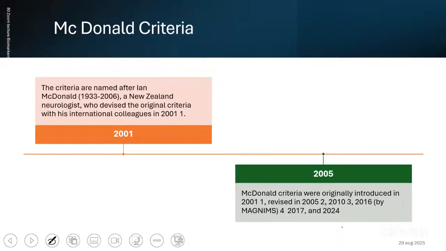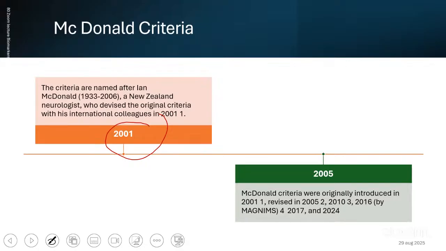And then came the McDonald criteria. The criteria are named after Ian McDonald, a New Zealand neurologist who died in 2006, who developed these original criteria with his international colleagues in 2001. The criteria were originally introduced in 2001, revised in 2005, 2010, 2016 by MAGNIMS, 2017 and 2024. So see how many revisions have taken place.